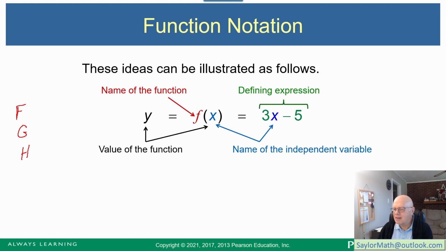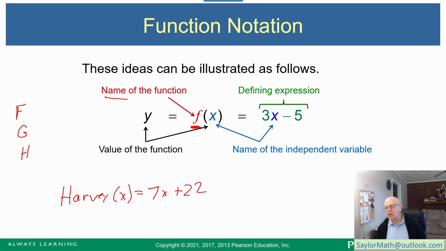Now, remember, this is the name of the function. If you really wanted to, you could name them like that. Call this one Harvey instead of f. That's perfectly fine. Harvey of x equals, say, 7x plus 22. However, if you're using this function name a lot of times, you might get tired of writing down Harvey all the time. That's why capitals F, G, and H are the ones that are most likely used.